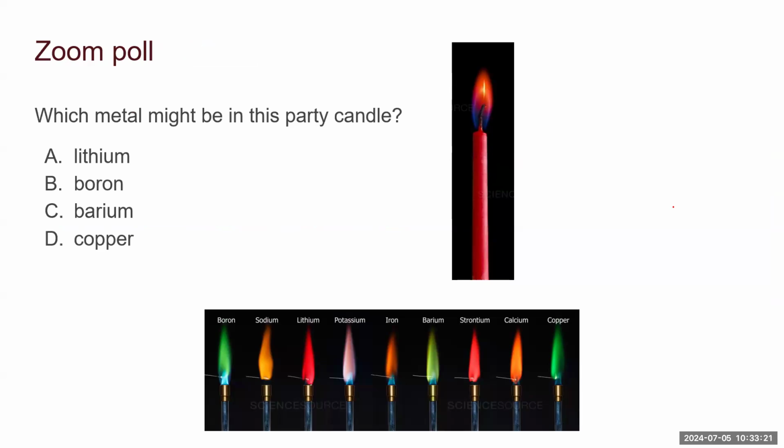Now, if we look at this, which metal might be in this party candle? We've got color options. Boron gives us a green. I don't see much green in there. So B's out. What about lithium? That's nice. This is pure lithium. Think about this as being a wick with some of that metal in there. Maybe some lithium. What about barium? Green, copper, green. I think our best answer is probably that lithium there. Deal?